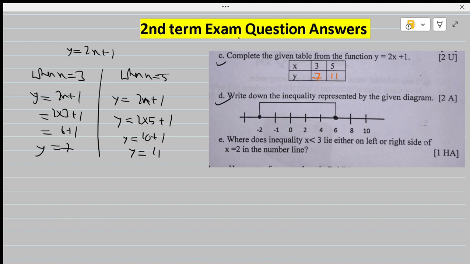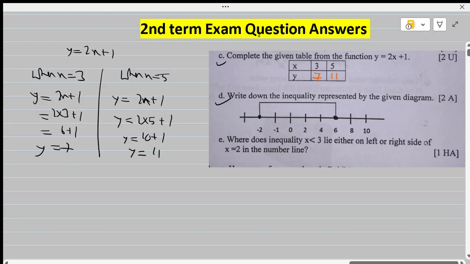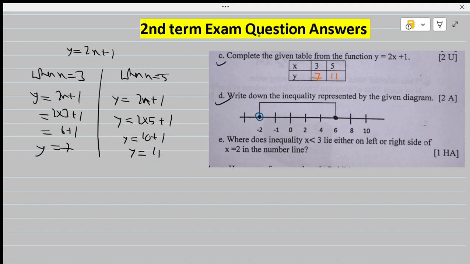So, part D says: write down the inequality represented by the given diagram. Here the diagram goes left and right. It is pointed at -2 with a dark circle. So variable x starts from -2, being equal to -2, and from -2 it goes to the right side, the greater side. So here x is greater than -2 and equal to -2, that's the first thing. I made it clear by showing two things: x is greater than or equal to -2.